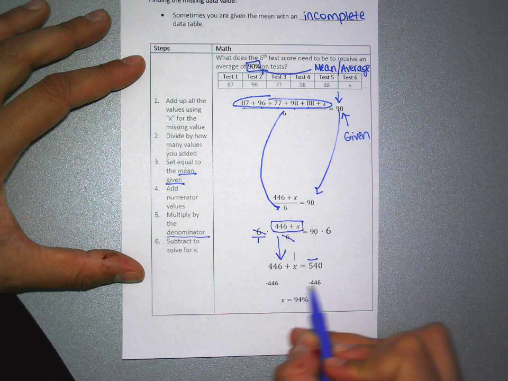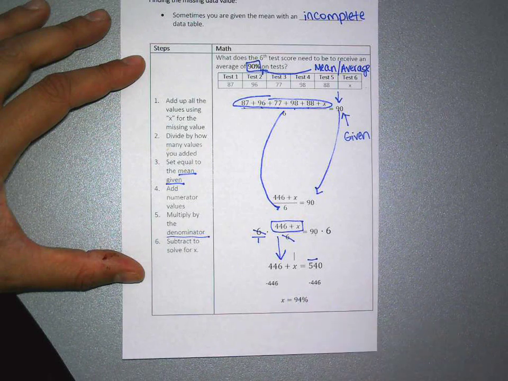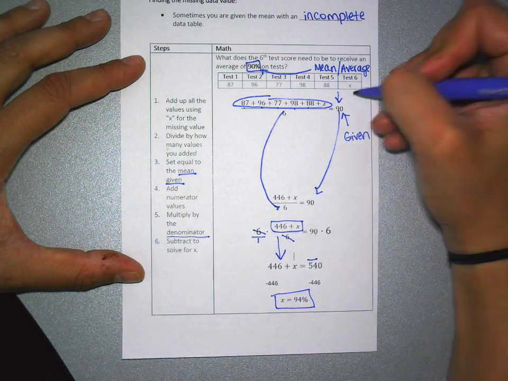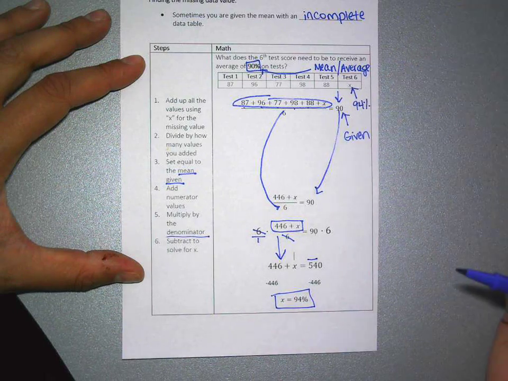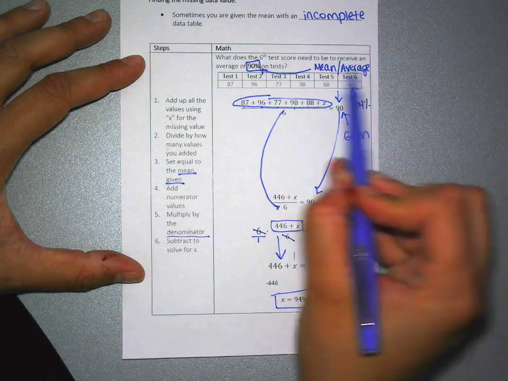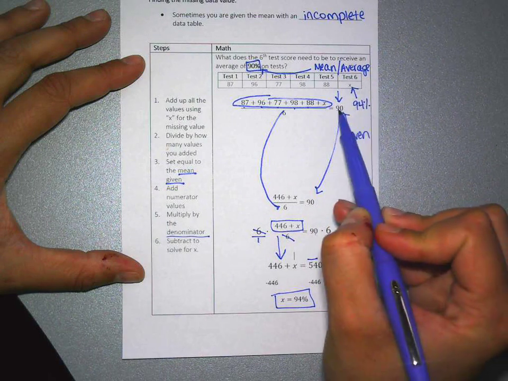Lastly, I subtract 446 on both sides, and I end up with x equals 94%. That means that the 6th test score is 94%. And when I find the average of all of these test scores, it will be 90.